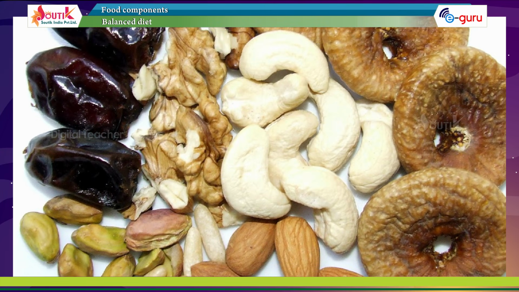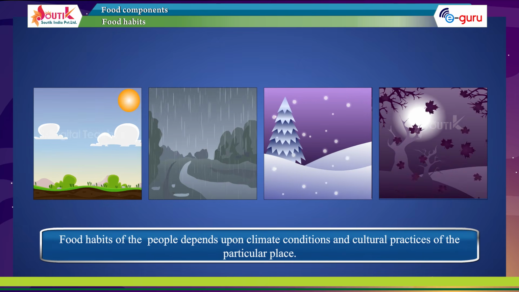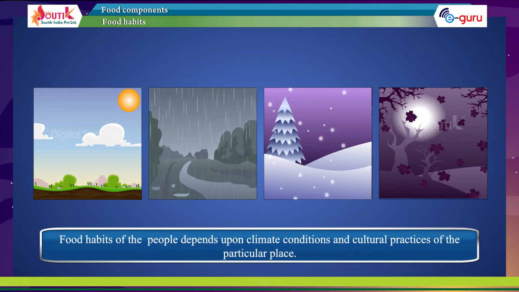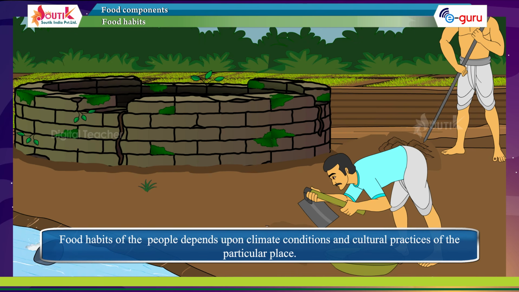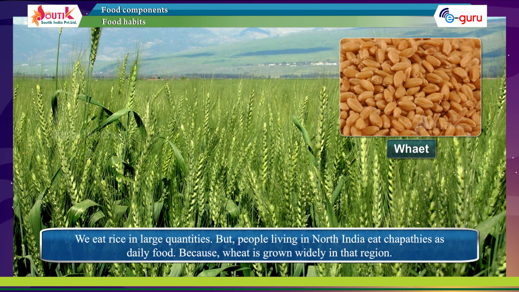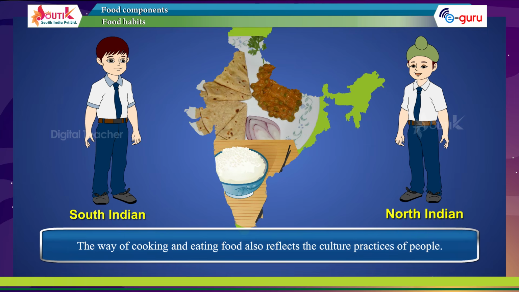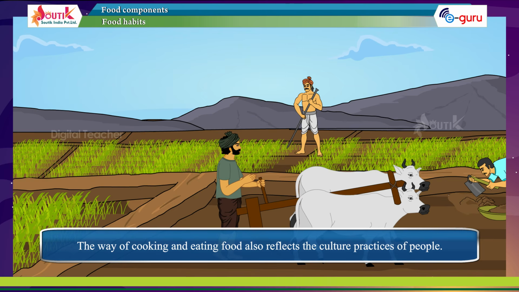Dry fruits also keep us healthy. Food habits of the people depend upon climate conditions and cultural practices of the particular place. We eat rice in large quantities, but people living in North India eat chapatis as daily food because wheat is grown widely in that region. The way of cooking and eating food also reflects the cultural practices of people.